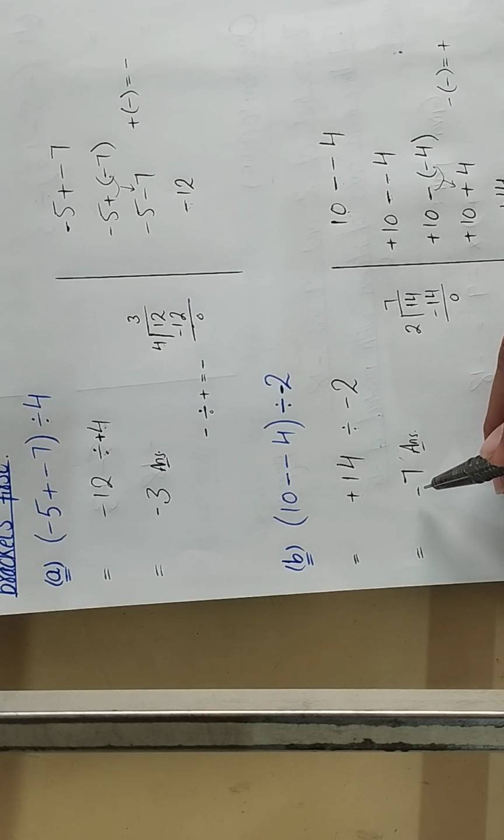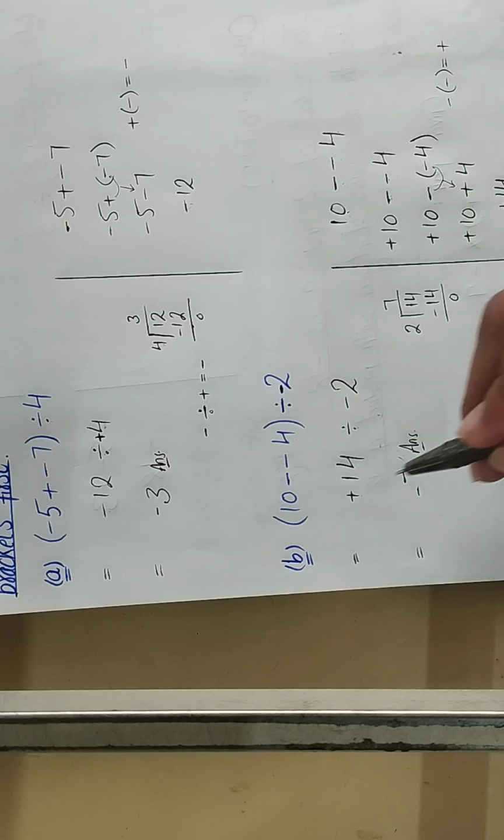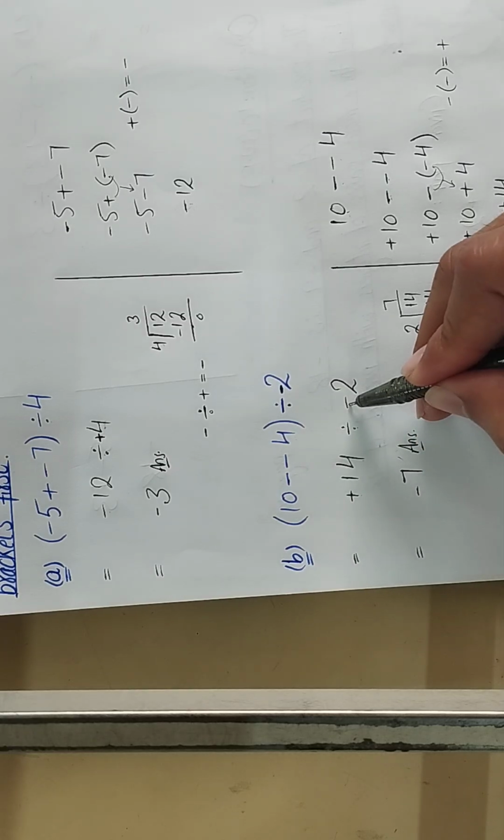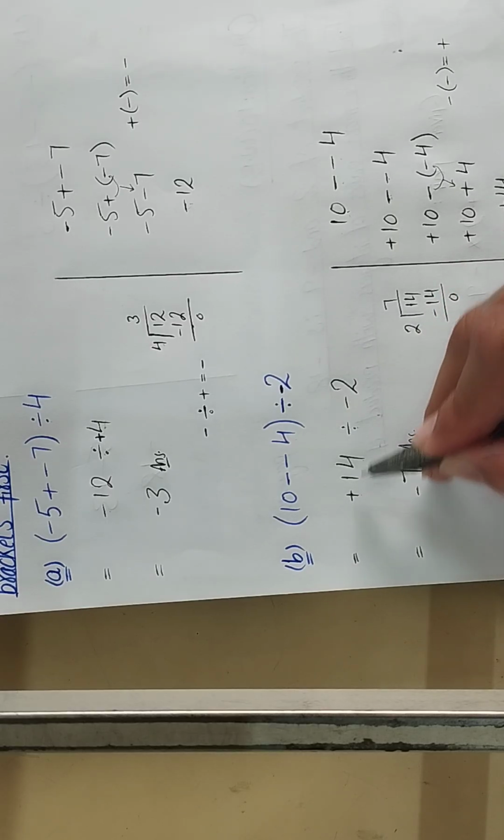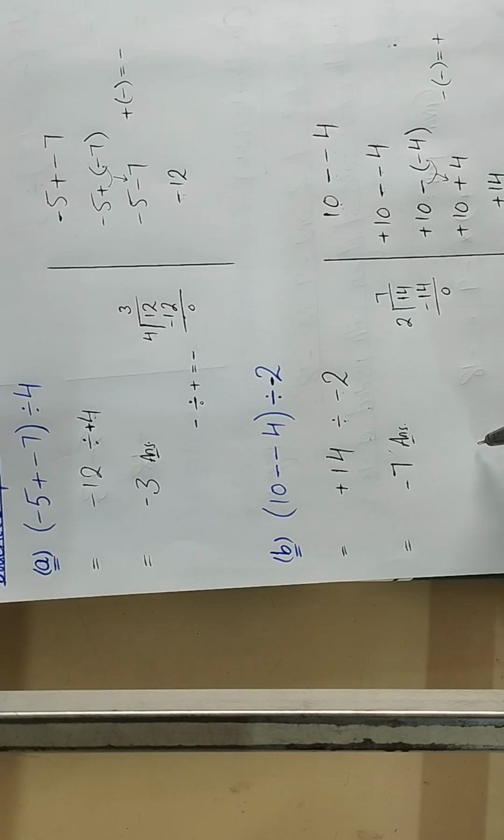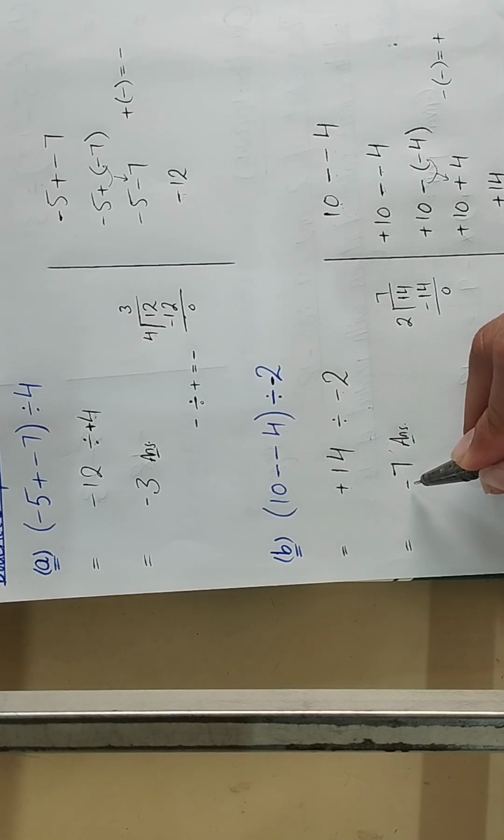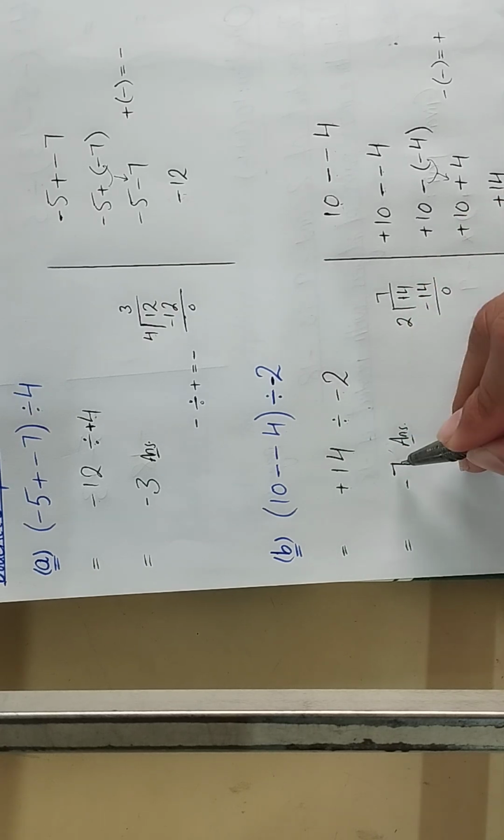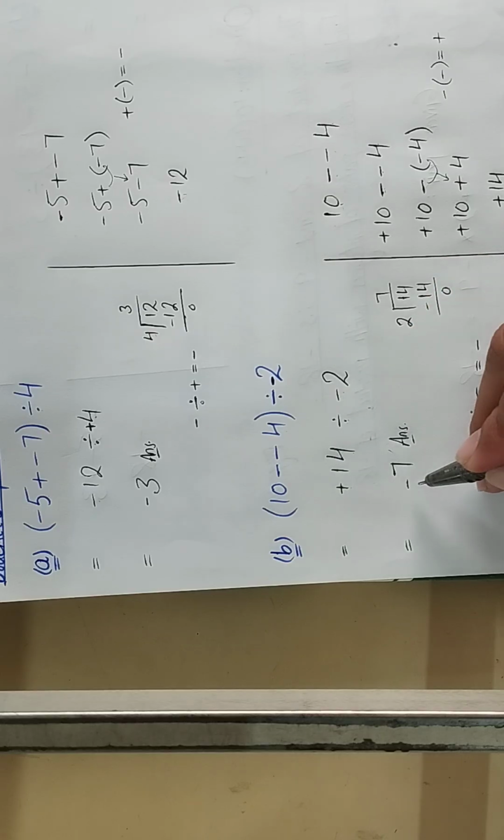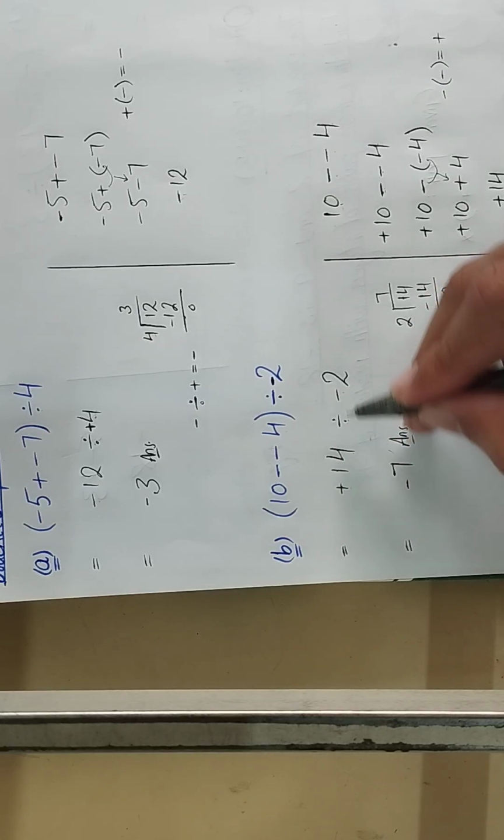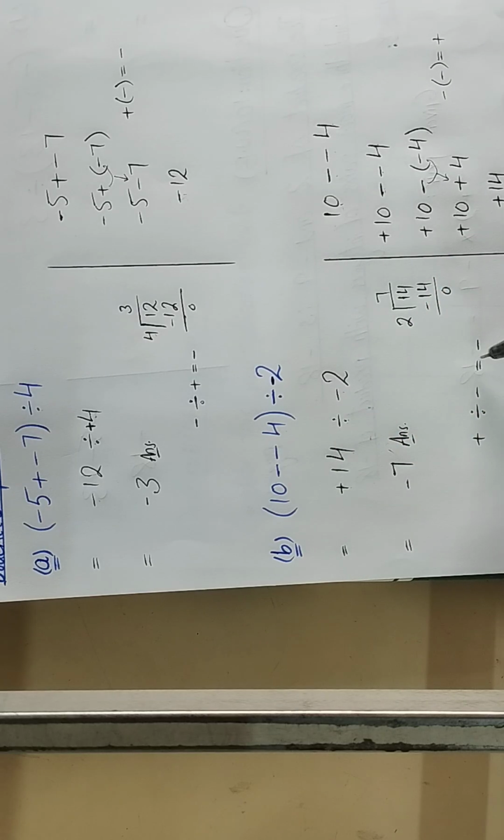Which sign is going to be with 7? Minus or plus? For that, see these two signs, the signs of the integers. Plus divide by minus. Now we know that plus divide by minus is equal to minus. So it means we should write minus here along with our answer. First divide the numbers and then write the sign carefully by checking the signs of these two numbers. Remember these rules.